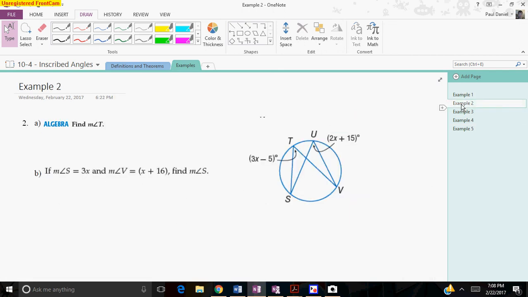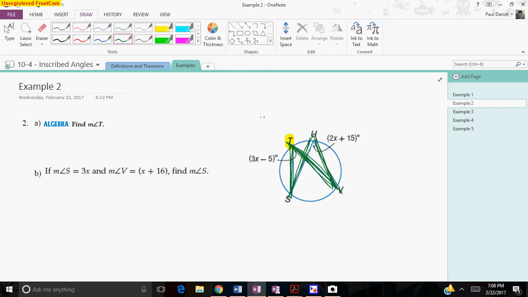Let's deal with the next example. I've got this angle S, and I've got this that I know is 3x, and I want to find the measurement of angle T. That's the first thing. That's up here. So angle T is right here. And I noticed that angle T is dealing with this angle. And then I noticed, hey, look, there's another angle that intercepts that same arc. So that means that those two angles must be the same.